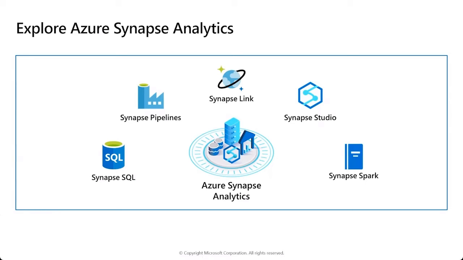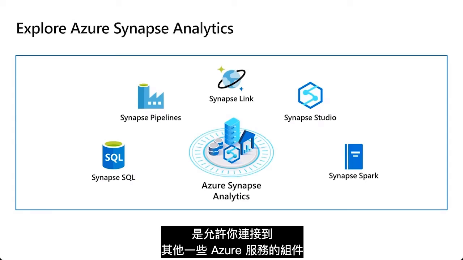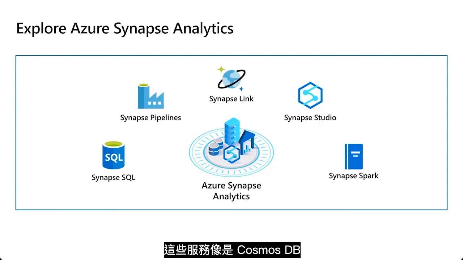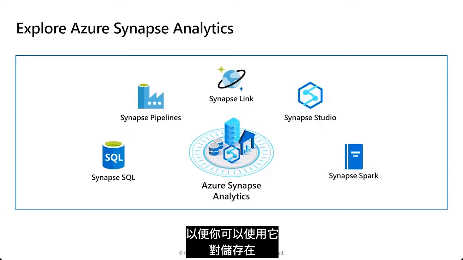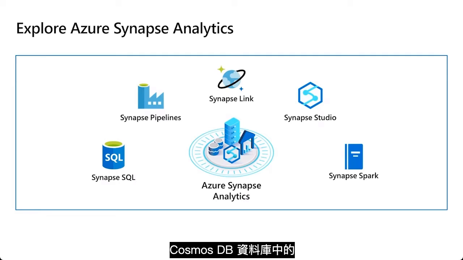Now, Azure Synapse Link is a component that allows you to connect to some of the other Azure services like Cosmos DB, for example, so that you can use it to perform near real-time analytics over operational data that's stored inside a Cosmos DB database.